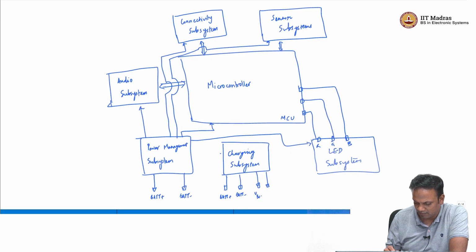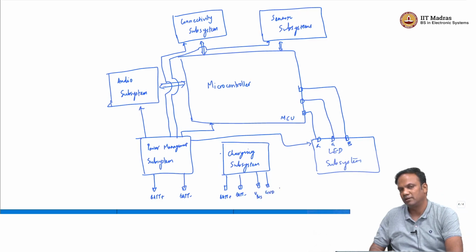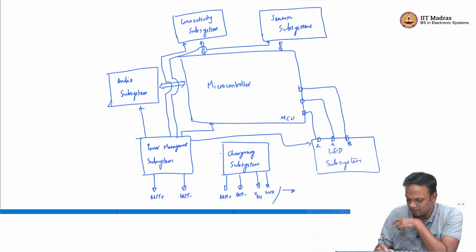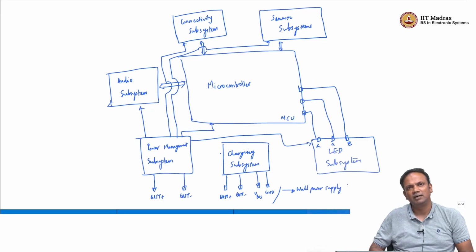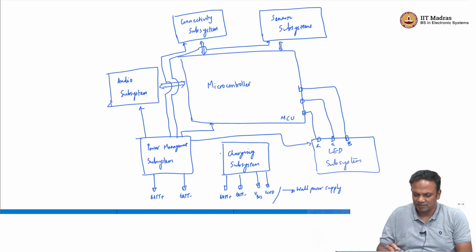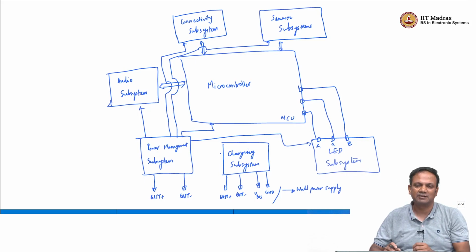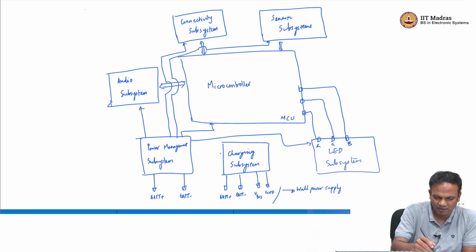V bus and ground. So, if now through wall power supply, so this will go either to a wall power supply or a power bank or whatever other means that you have to charge the device, right. So, one side of the charging subsystem are the battery terminals, the other side of the charging subsystem are V bus and ground. So, this now is our block diagram.